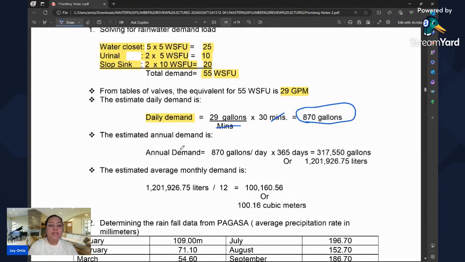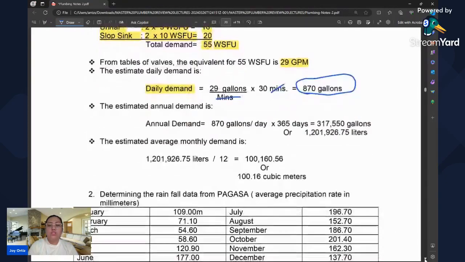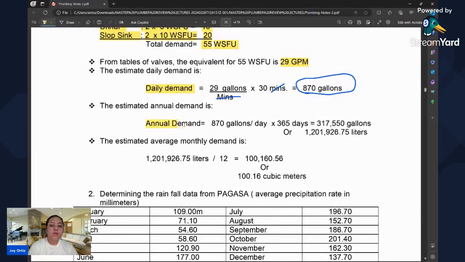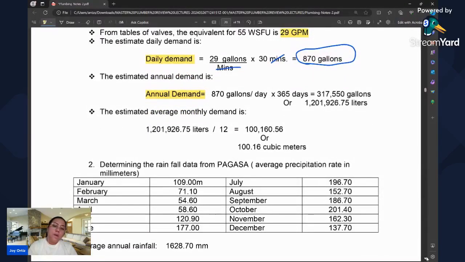So the estimated annual demand is equal to 870 gallons per day times 365 days, since that is 1 year, which is equivalent to 317,550 gallons, or about 1.2 million liters. So the estimated average monthly demand is 1.2 million liters per year divided by 12 months, which is 100.16 cubic meters.